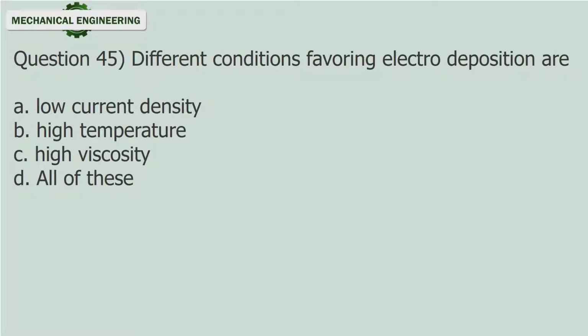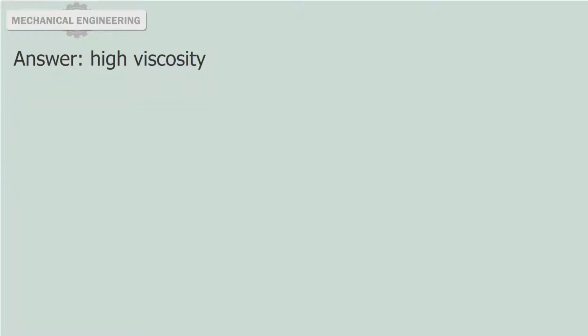Question 45. Different conditions favoring electrode deposition are: A. Low current density. B. High temperature. C. High viscosity. D. All of these. Answer: high viscosity.